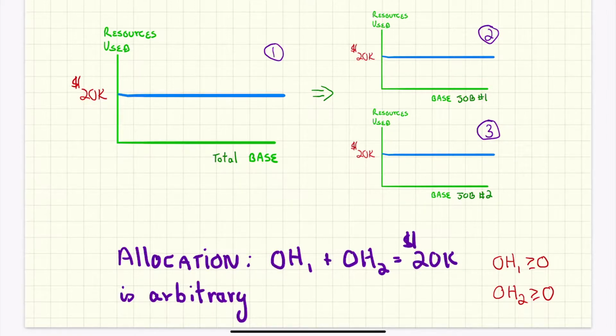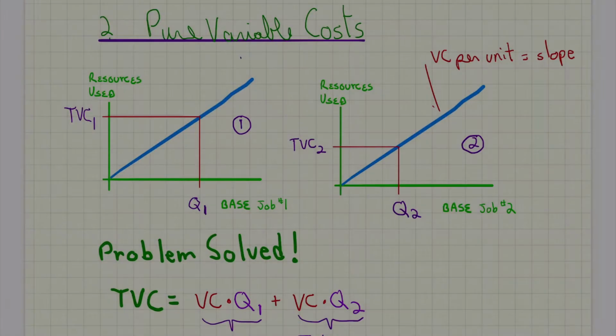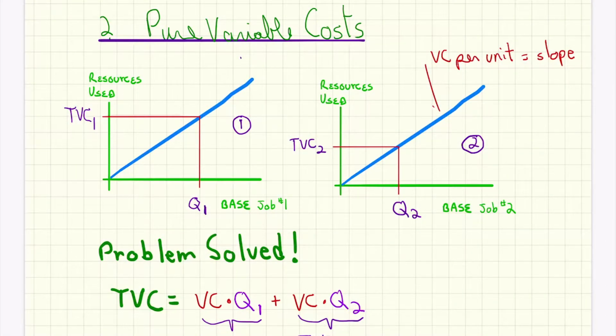So in a case like that, you have to come up with some rule for splitting up the $20,000, but it's hard to say that one rule is more justified than another rule. Now let's take a look at pure variable costs.